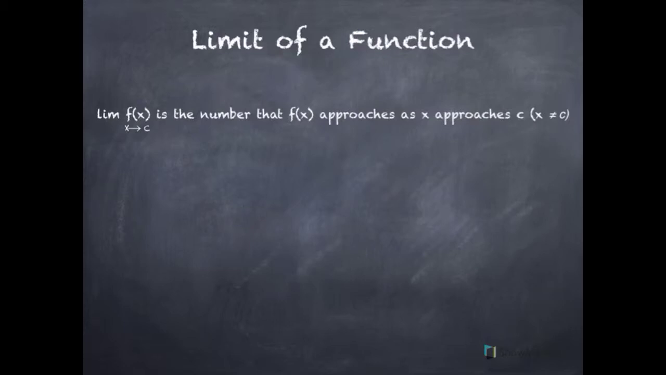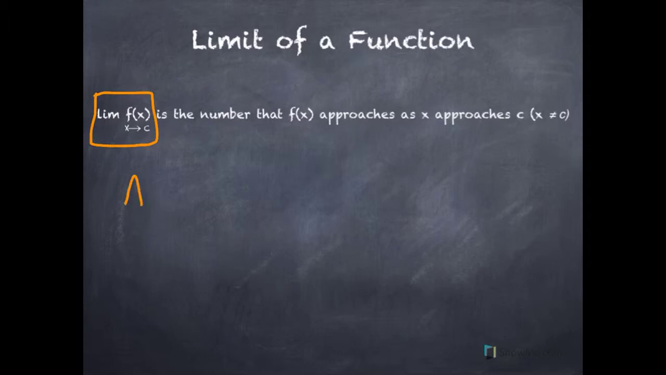Let's discuss limits. Limit of a function. The limit of f of x as x approaches c is the number that f of x approaches as x approaches c, as long as x doesn't equal c. So what does that mean? Let's look at this right here. Here's what that means. The limit of f of x as x approaches c.